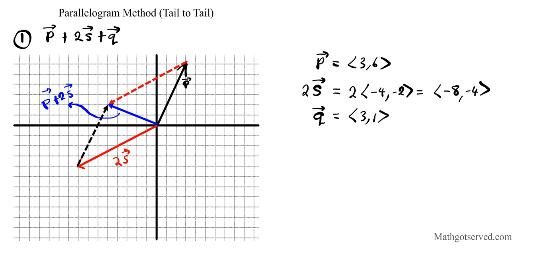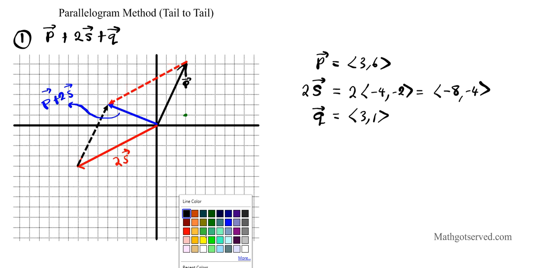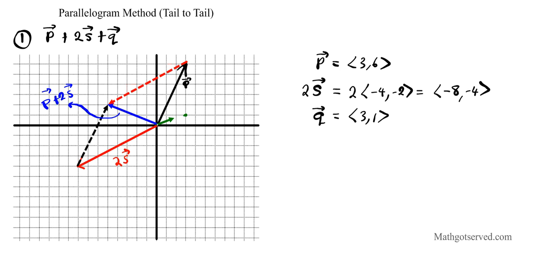All right, so vector q is (3, 1). So let's go ahead and graph that. So we're going to go to the right 1, 2, 3, and up 1. I'm going to graph that in green. All right, so let's go ahead and graph vector q. So from here to here is vector q, and let's label it so we don't get confused. So this is vector q.